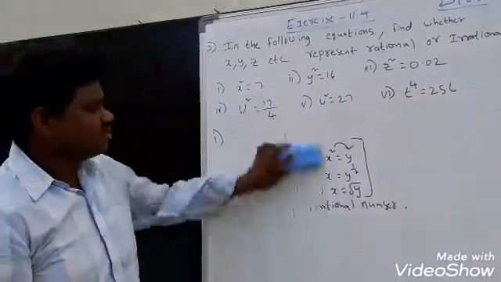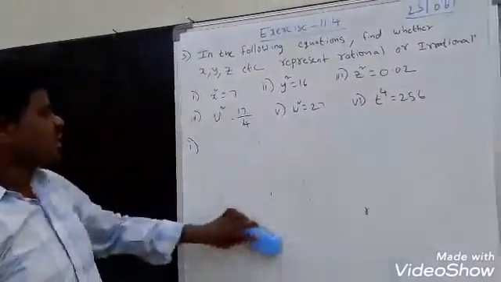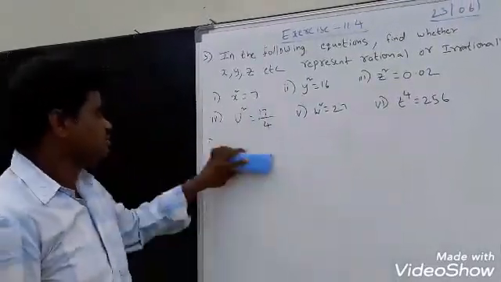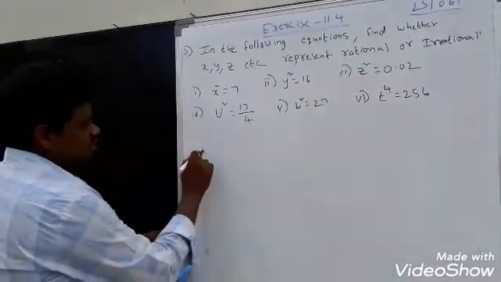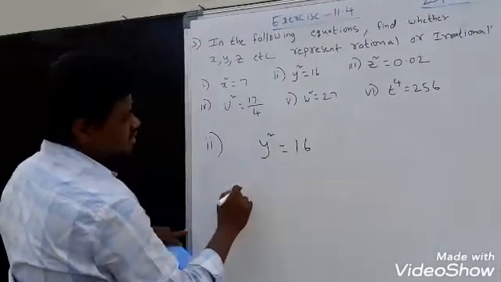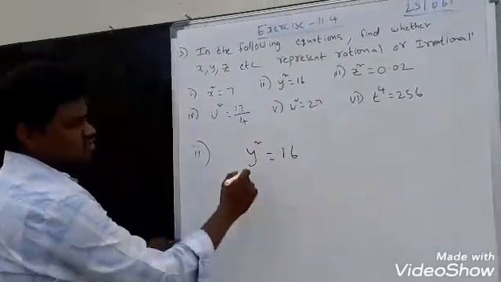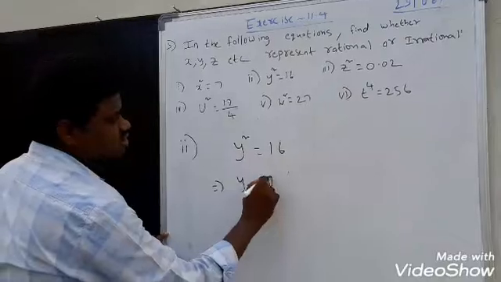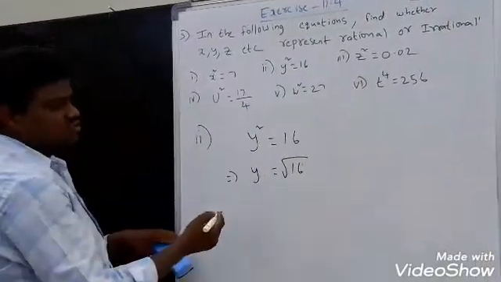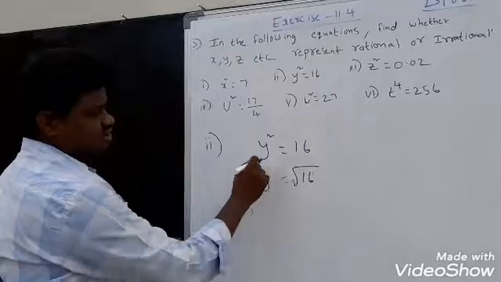If you take the second problem, y square equal to 16. Whenever y square is given, you can write y equal to root 16. Already I told the formula: y equal to root 16.